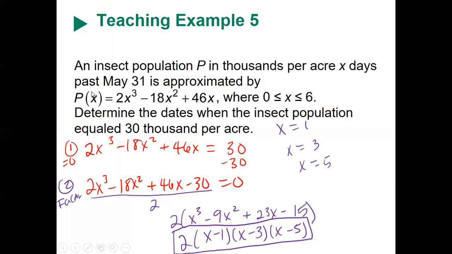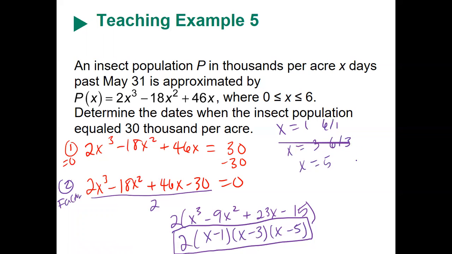So in terms of this problem, what date would that be? So x is the number of days past the 31st. So when is my first date that I would have 30,000 insects? On the first day, that's a lot. What's one day after May 31st? June 1st, right? What's 3 days after May 31st? June the 2nd, June the 3rd. June the 3rd.